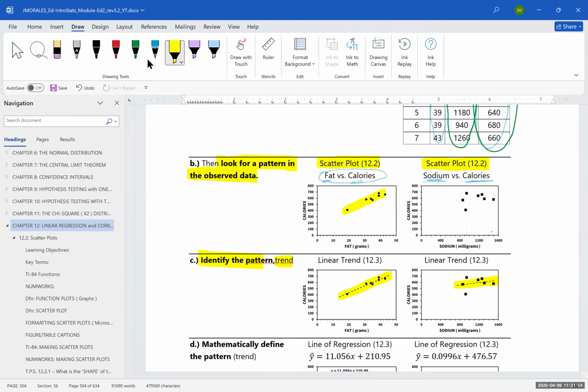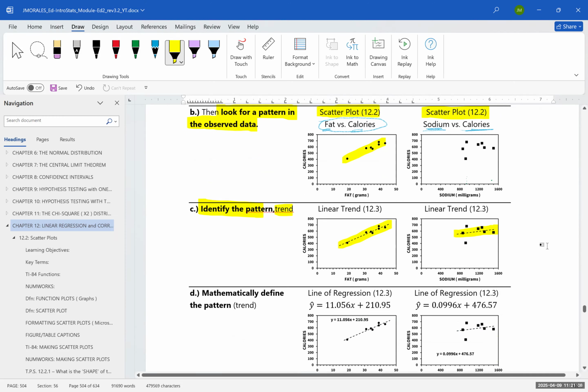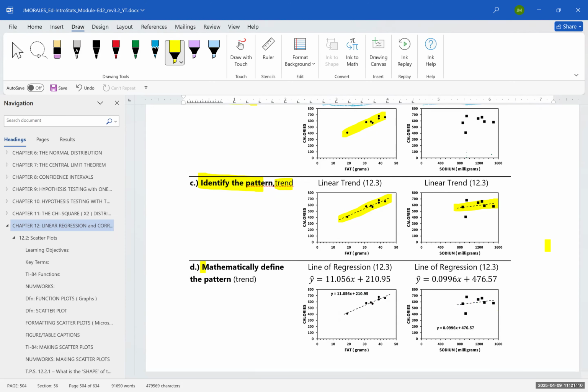So now that you've identified a pattern, you want to mathematically define that pattern. You want to mathematically define the trend. And the mathematical definition of that line we call the line of regression.